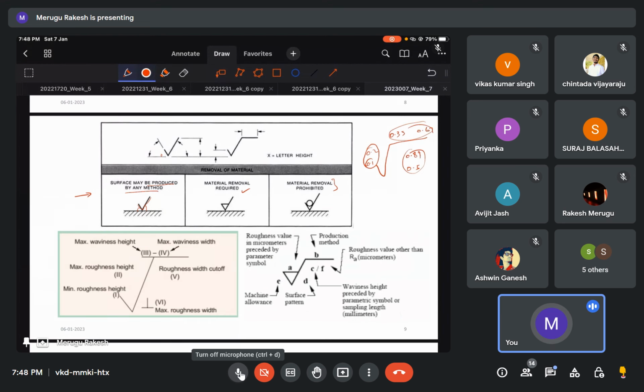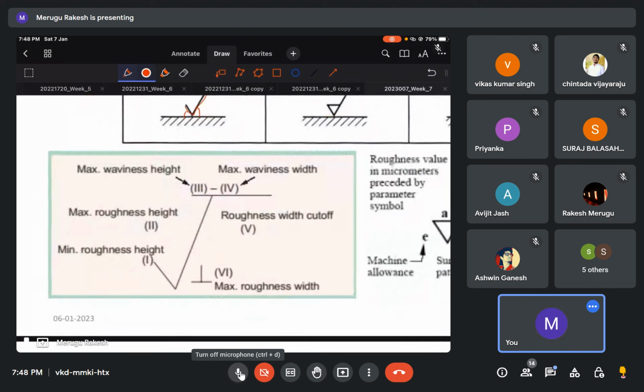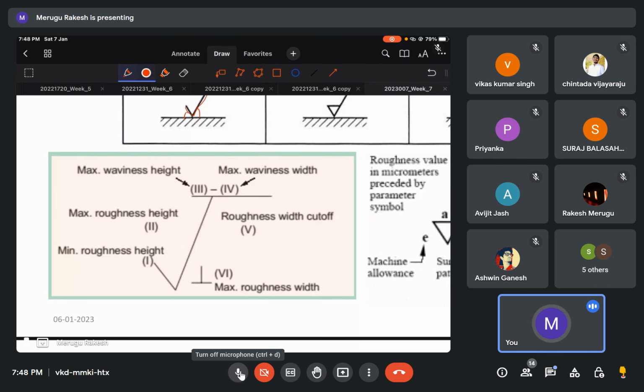So first let me explain this part, then we'll see the other one. So this is the part. Whatever they have written in this area is completely related to the surface roughness height, the maximum and minimum. Whatever they have written here is completely related to waviness. The right side will be the maximum value and the left side will be the minimum value. Sorry, the maximum waviness height and the maximum waviness width, the right side.